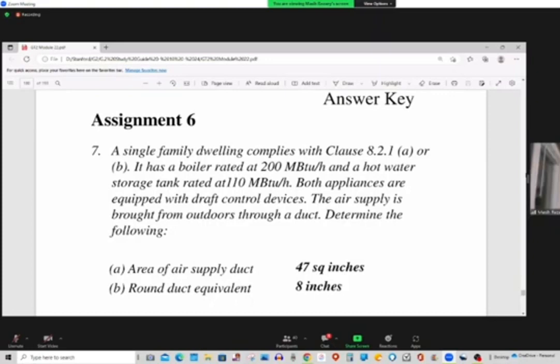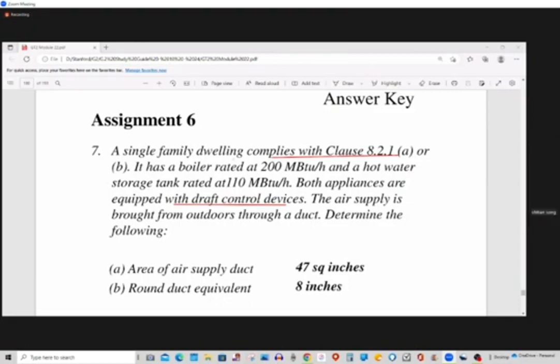Sir, would you tell me how you got that? So, it gave you three pieces of information. One, it said to comply with clause number 8.2.1 A and B, meaning a tight house. Second, it said with a draft control device. And third, it gave you the BTU. So you add them, 200 plus 110, 310. Look at it in Table 8.1, and for 310 you get 47 and 8 inch.